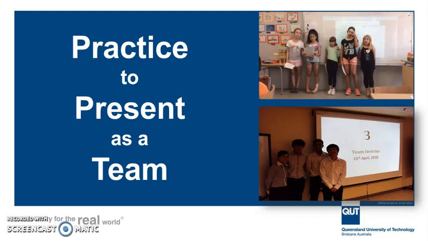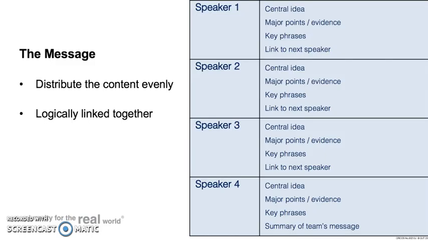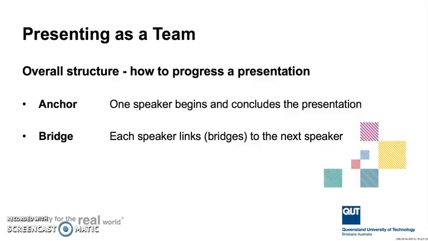We already know that a central part of planning your oral presentation is to design a clear message tailored to the specific audience. In a team presentation, when you distribute the message between the speakers, you must make sure they are logically linked together. Besides only bridging between each speaker, you can appoint an anchor who begins and concludes the presentation.